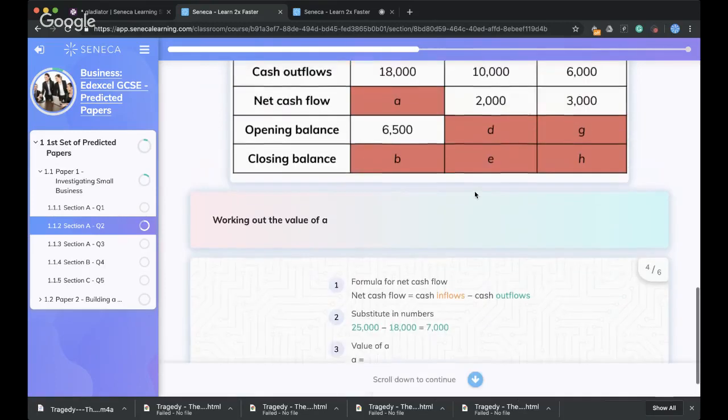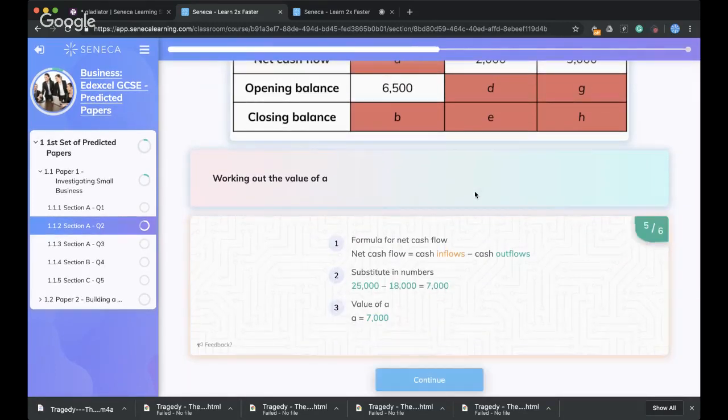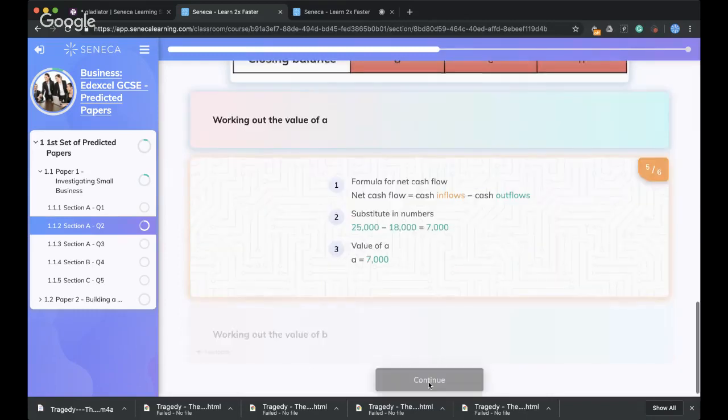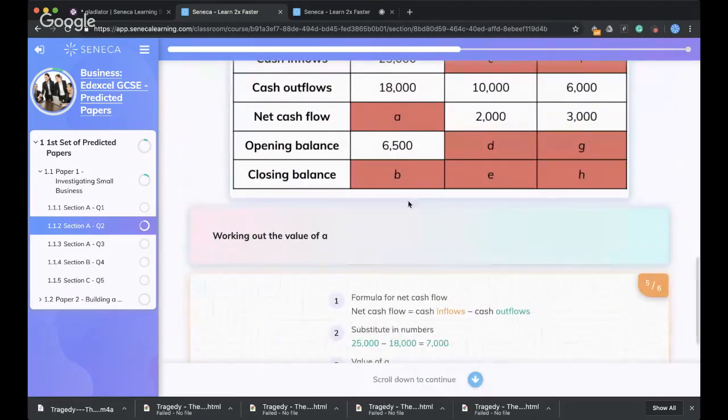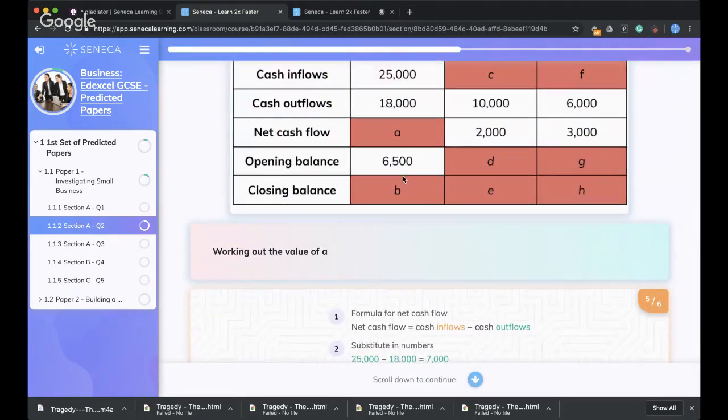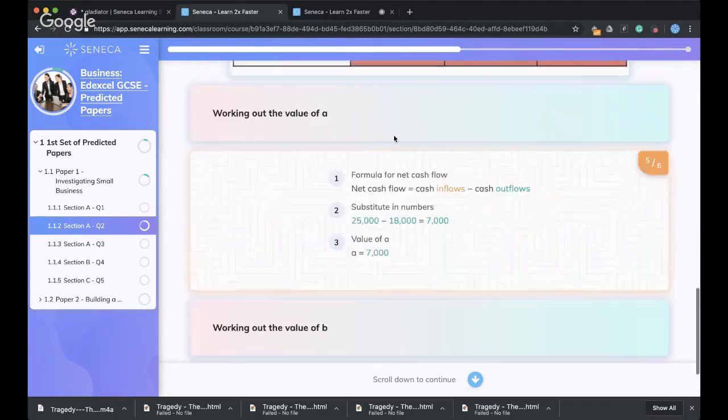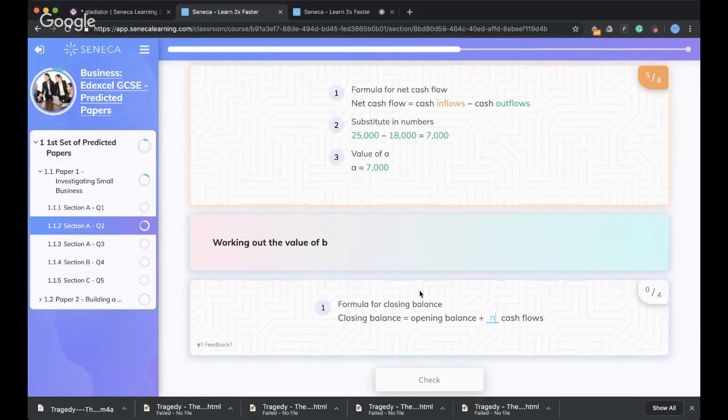Really good. We had some answers coming in from that. Well done. Can we get a little gong action for all the people? Really, really good. Working out the value of B, the closing balance. Without looking, what's the formula? The closing balance is the opening balance plus the net cash flow. Easy.